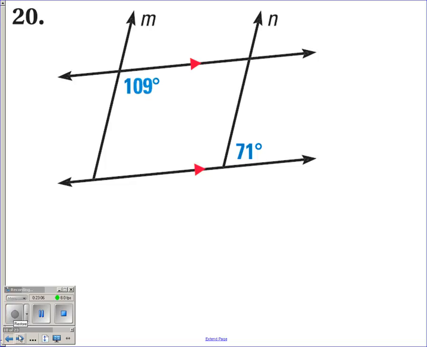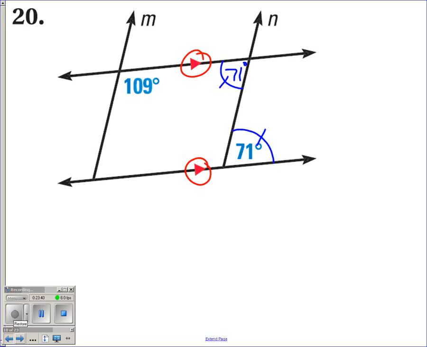Let's take a look at 20. Now for 20, I'm going to do things just a little bit differently. I see that the lines are parallel. Those two lines are parallel. I'm going to go through and mark everything that I can possibly think of that I know from all the angles that we've been given. So I'm going to start with a 71-degree angle over here. And I'm just going to say, well, I got parallel lines. This angle is also 71. Why? Because those are alternate interior angles.